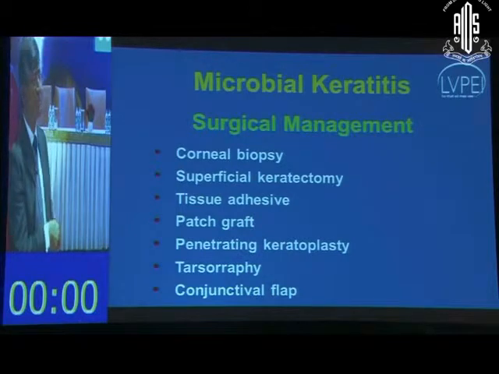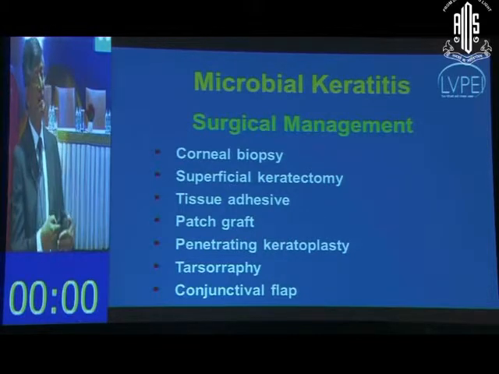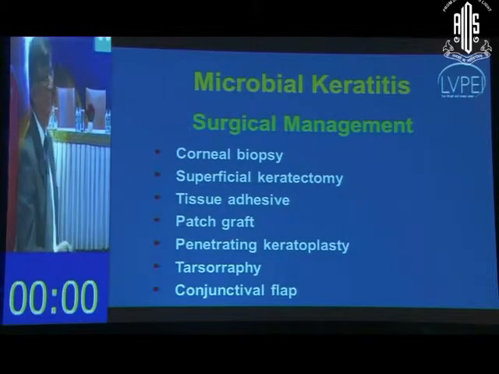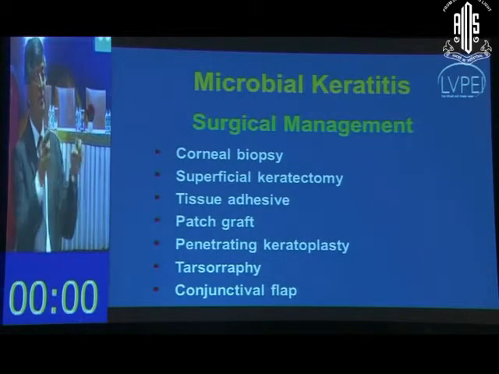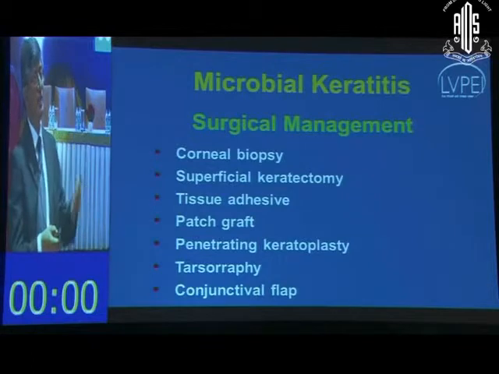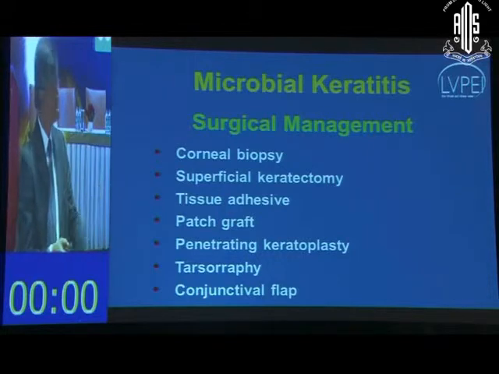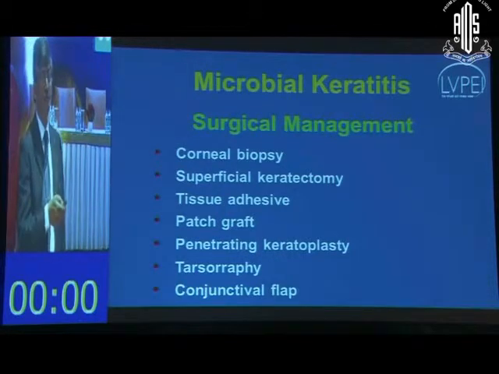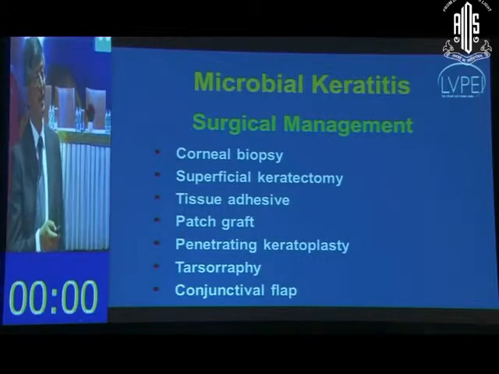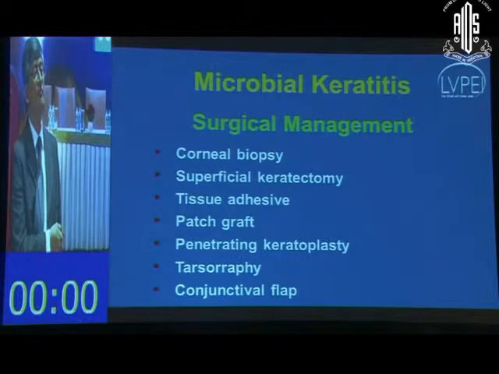What are the different options? The options are corneal biopsy as a diagnostic means, superficial keratectomy to debulk the cornea, tissue adhesive to provide tectonic support, patch graft or penetrating keratoplasty to excise the infected tissue and provide tectonic support. In addition, you may want to use tarsorrhaphy as a means to protect healing epithelium. And if the patient has a very poor visual acuity or potential, and you do not want to subject them to drastic surgery like keratoplasty, conjunctival hooding still holds a place in the management.